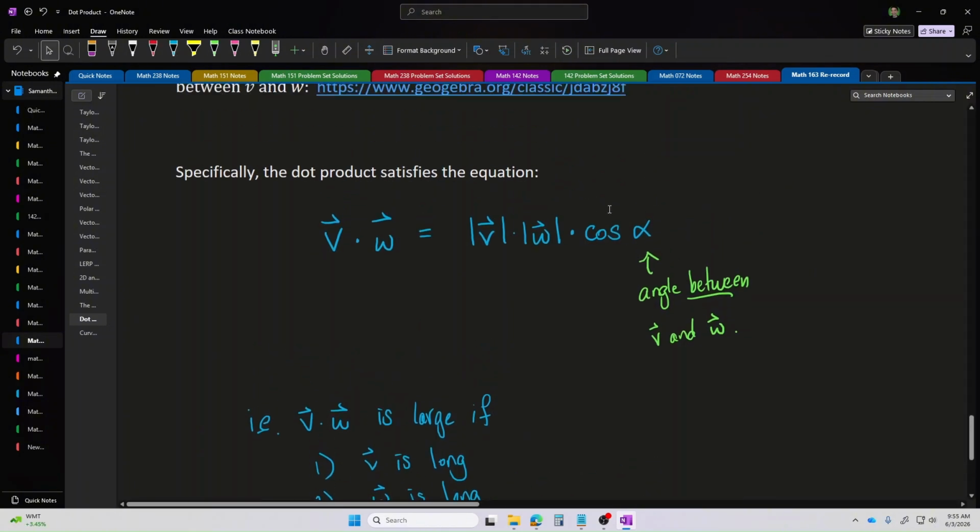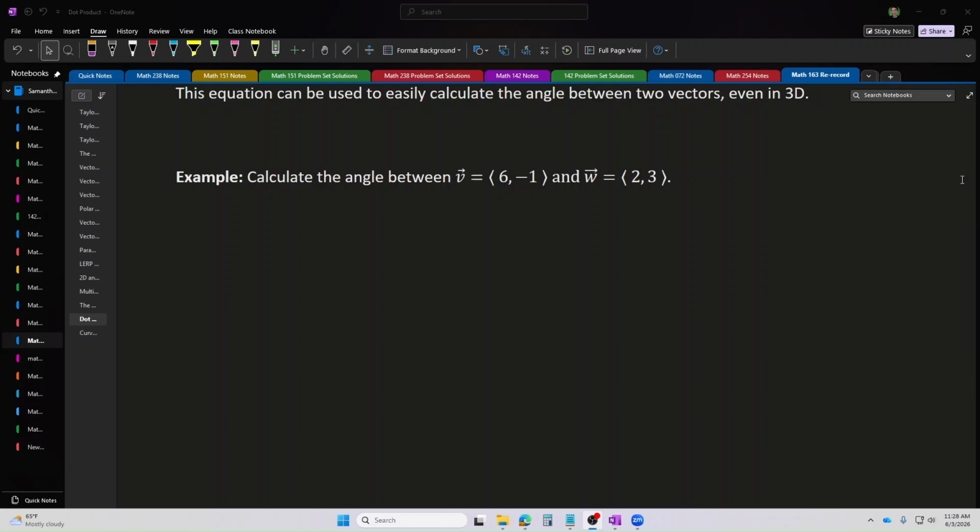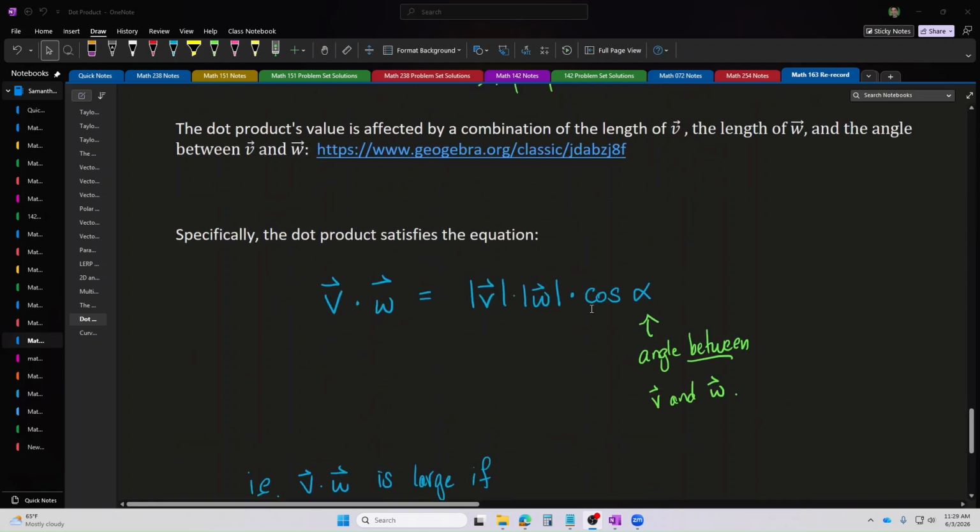Now, this equation can actually be used to calculate the angle between two vectors, both in two-dimensional space and in three-dimensional space. So let's go ahead and practice using that formula to find the angle between the vectors v equals 6 comma -1 and w equals 2 comma 3. To that end, I'm going to need to take this expression and calculate the dot product, the length of v, and the length of w, so that the only unknown left in this equation is the angle alpha that I'm trying to find.